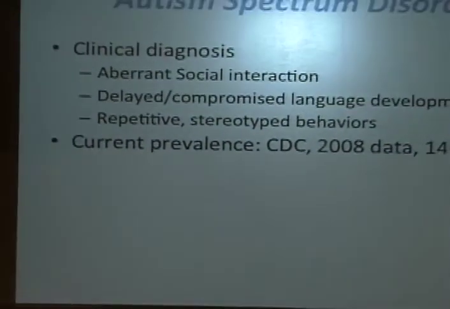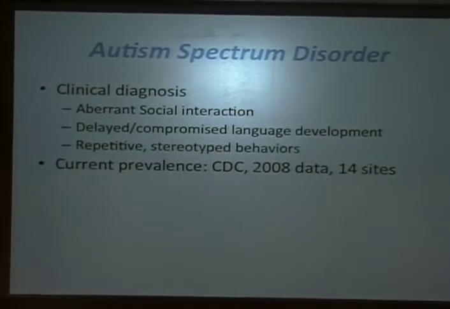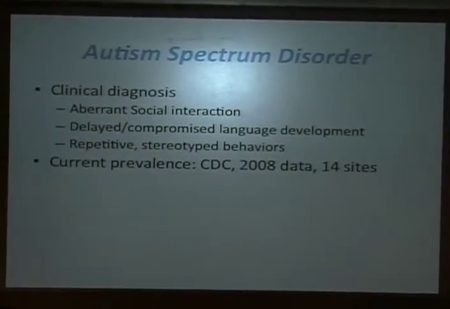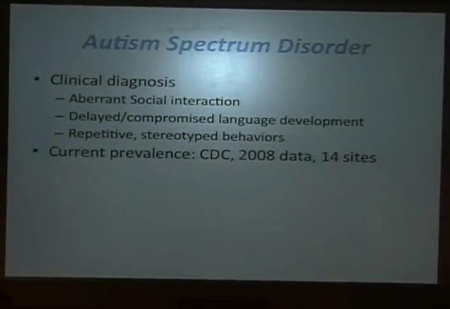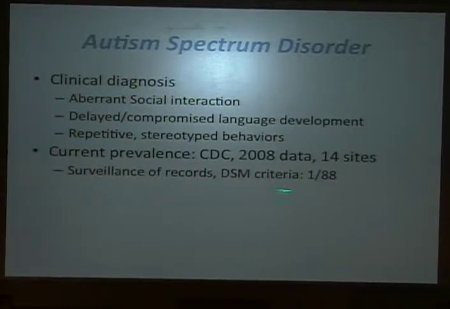Now, what is the current prevalence of this disorder? Well, the CDC just released its data from 2008 acquired information. And this is from surveillance at 14 different sites across the country. It's record surveillance, medical records, school records, and they peruse these records looking for the cardinal signs of autism based on the DSM-4 diagnostic criteria. And when they do that, they came up with a number this last round of 1 per 88 children. All right, 1 in 88.